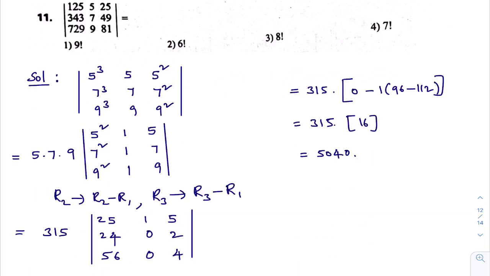Now you see the next question. What they are asking is, what is the value of this determinant? By seeing these numbers, you may worry a little bit in the beginning, but there is nothing to worry. 125 is nothing but 5 cube. 343 is nothing but 7 cube. 729 is nothing but 9 cube. This is the key point. If you got that idea, see here, 25 can be written as 5 square, 49 can be written as 7 square, 81 can be written as 9 square. If you got this key point, there is nothing in this, right?